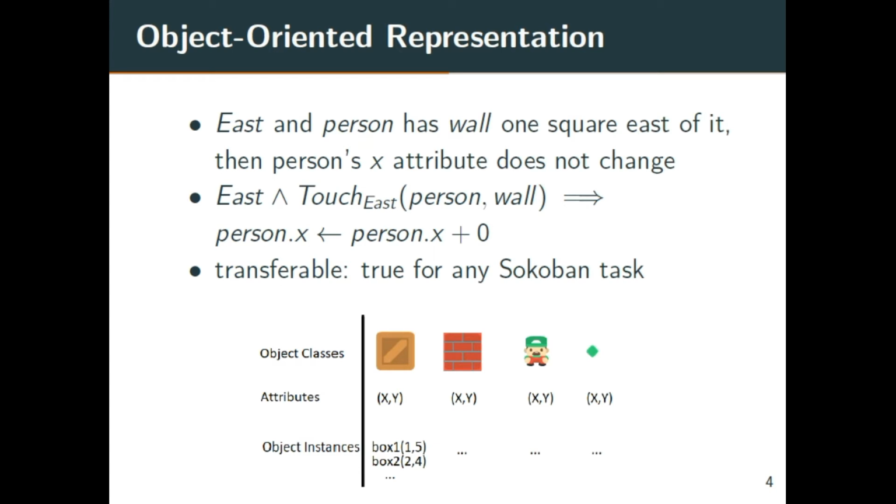Two things to note. Firstly, the rule that was just described is a transferable rule, so it's true for any Sokoban task. Secondly, if we can compactly represent the transition dynamics of a domain with a small set of such rules, then we can get away from the large state space problem that was previously described.